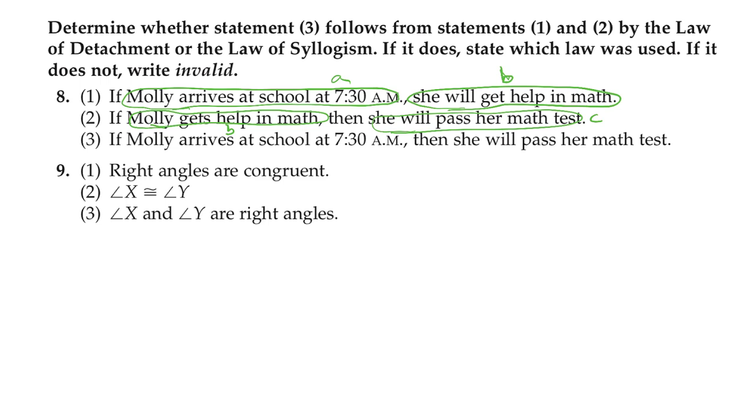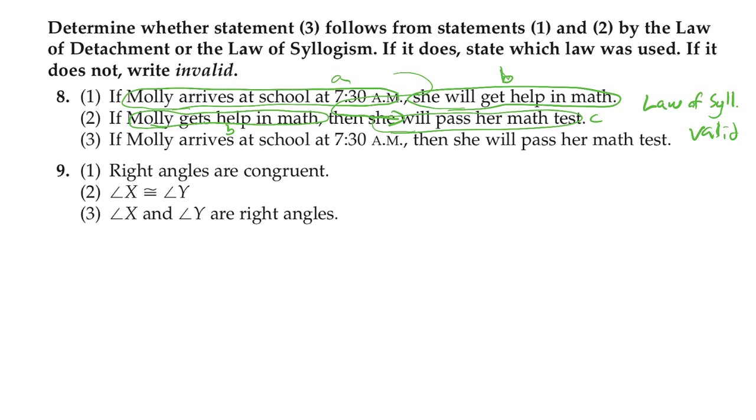So yeah, that's a law of syllogism. We haven't even read the last one, but we can use the law of syllogism. Maybe they misused it, but let's try it out. So if Molly arrives at school, yup, then we can skip the middleman and we should end up at the C. Then she will pass her math test. Yup, check, valid. Boom. Okay, let's do the next one.